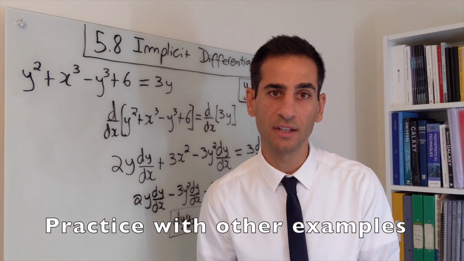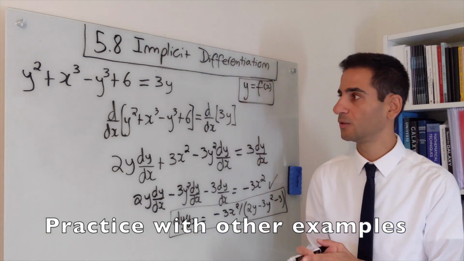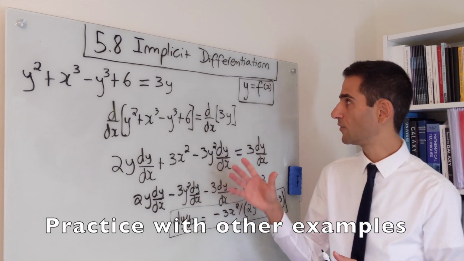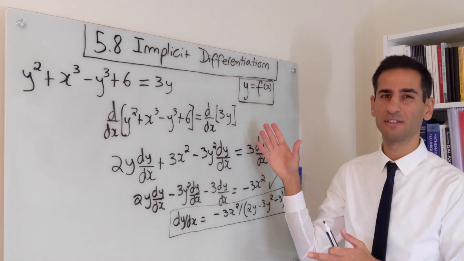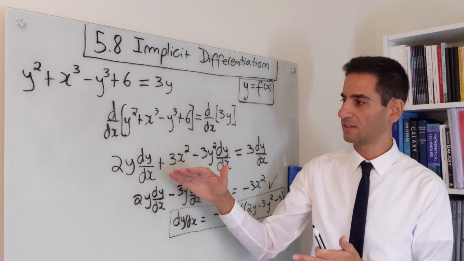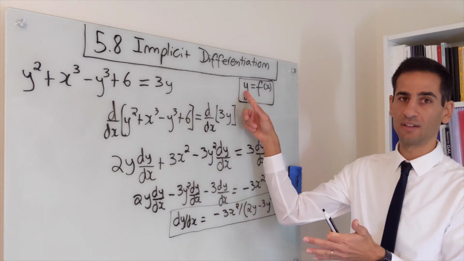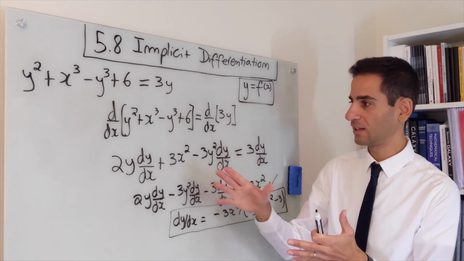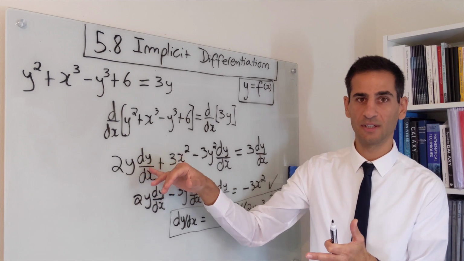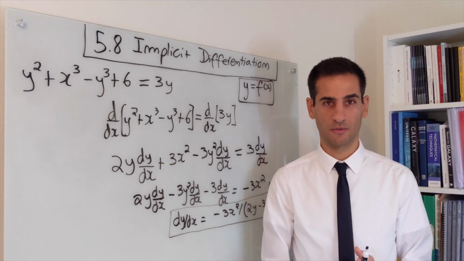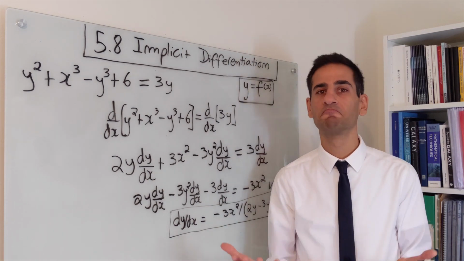I would strongly recommend that you do attempt more of these examples, and as long as you focus on the fact that y is a function of x, and that you always use chain rule, which means whenever you differentiate a y, you differentiate it and then you multiply by dy dx, all the other steps should be relatively straightforward. But if you do have questions, just let me know.